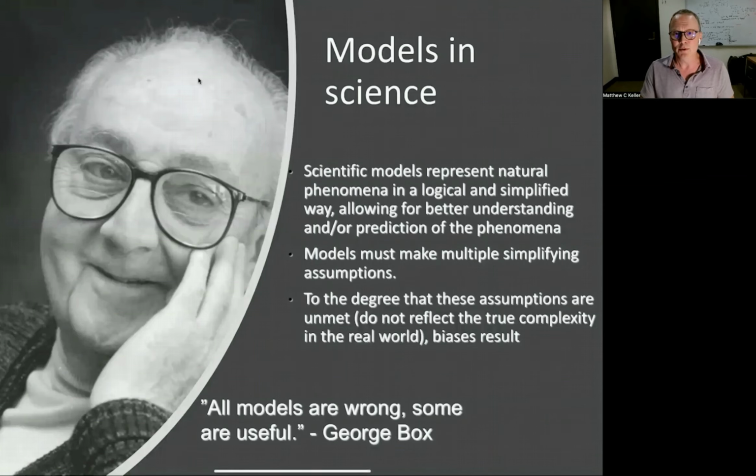So scientific models represent natural phenomena in a logical and simplified way, allowing for better understanding and or prediction of the phenomena under interest. Now, models by necessity must make multiple simplifying assumptions. All models do this, and to the degree that those assumptions are unmet, in other words, to the degree that the true complexity of the real world is not reflected in the model, which of course it's not going to be, then biases will result to various degrees. This leads to the famous saying from the statistician George Box that all models are wrong, but some are useful.